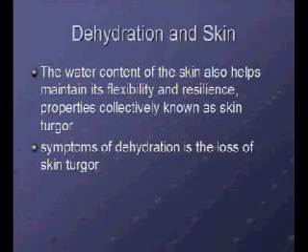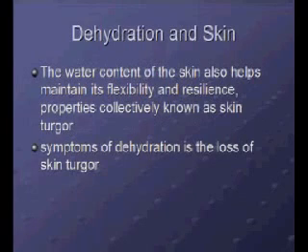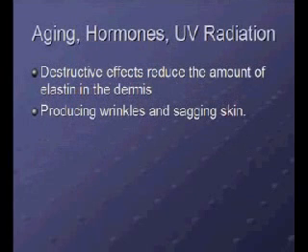Now, dehydration in the skin. The water content of the skin also helps maintain its flexible resilience, properties collectively known as skin turgor. A symptom of dehydration is the loss of skin turgor. Aging, hormones, and the destructive effects of UV radiation reduce the amount of elastin, which is the stretchiness in the dermis. This produces wrinkles or sagging skin.